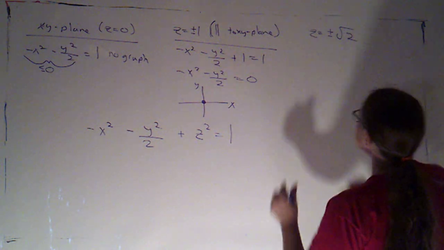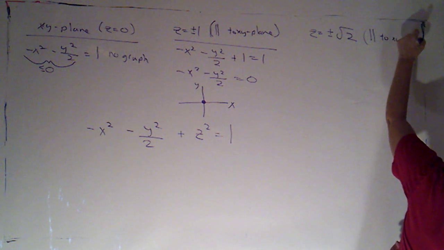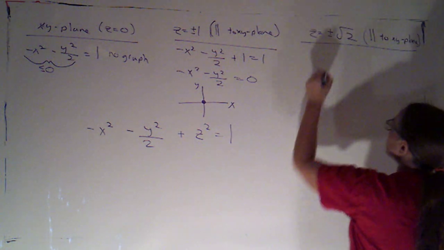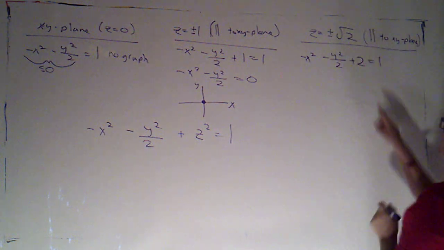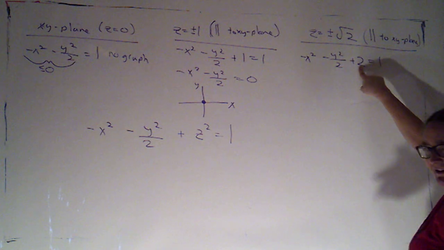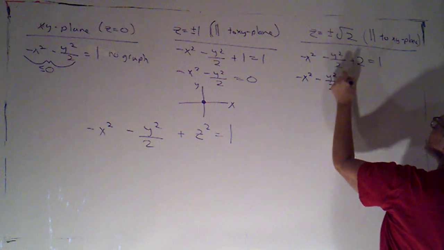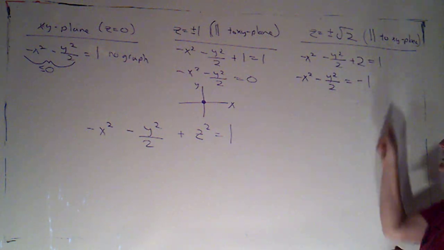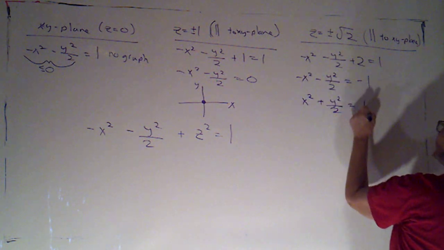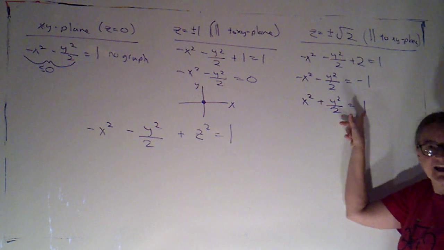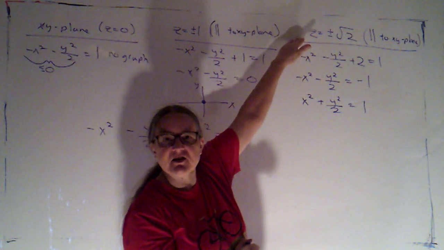I'm specifically choosing z equals plus or minus root 2, which again is parallel to the xy plane, because that makes my equation really nice. Negative x squared minus y squared over 2 plus 2 equals 1. Now, because I have a 2 here, when I subtract it over, I'm going to get negative 1. So I got negative x squared minus y squared over 2 equals negative 1. If I multiply through by negative 1, I've got x squared plus y squared over 2 equals 1, and it's in standard form.